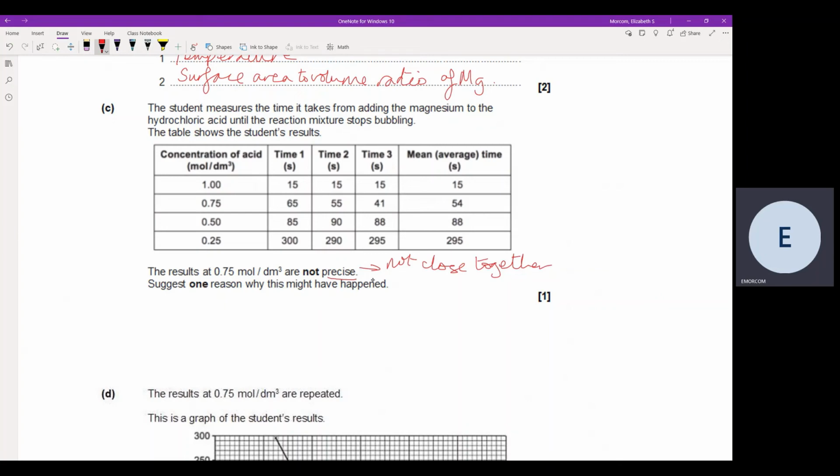So you just need to think about what we're doing in this reaction specifically, in this experiment specifically. It's not good enough to just say she made a mistake, she did something wrong, because that doesn't tell the examiner that you understand what happens in this particular experiment. So you could have something like you didn't reset the stopwatch, okay, so the stopwatch might have not been reset.